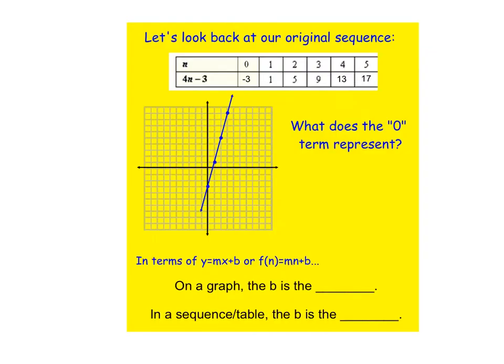It's what the function or the sequence changes by as you change from term to term. Okay, let's continue. Again, looking at the table and the graph, what does the 0 term represent? On the graph of a linear function, b represents the y-intercept. In a sequence or table, b is that starting value, or the 0th term. Those are synonymous based on what form they're in. Let's see how to use those in the slides to come.